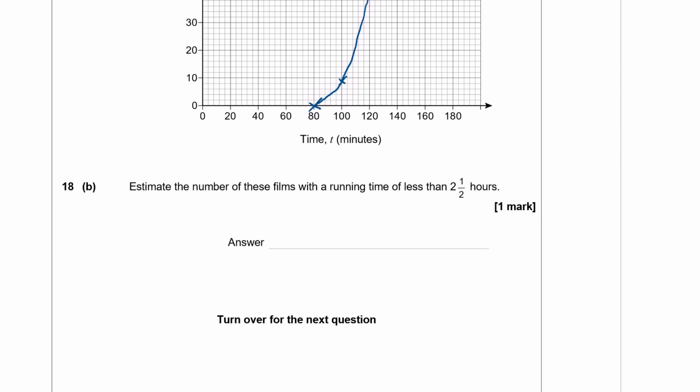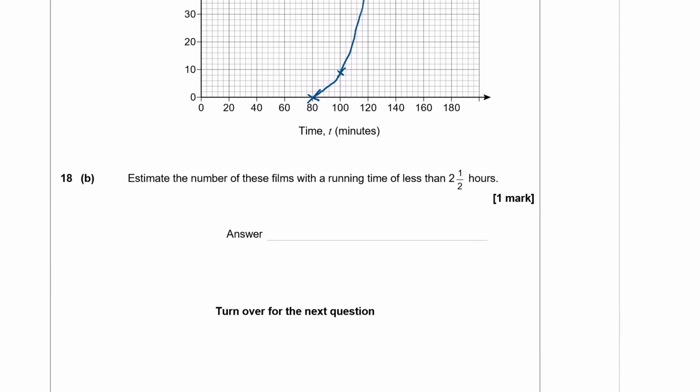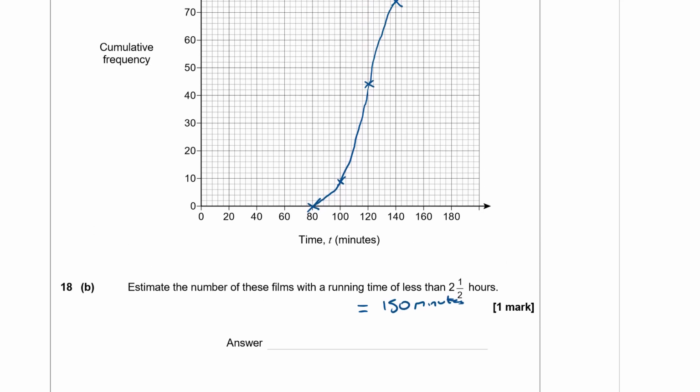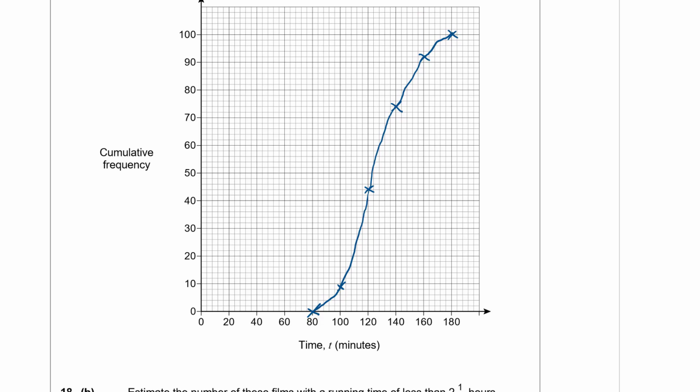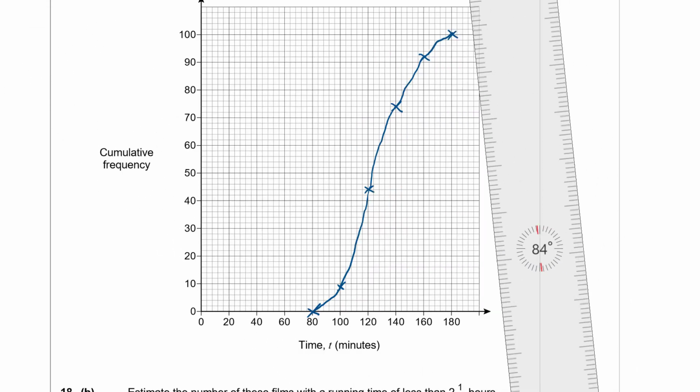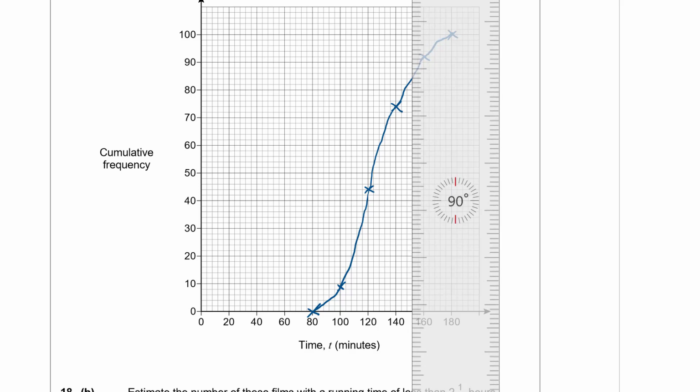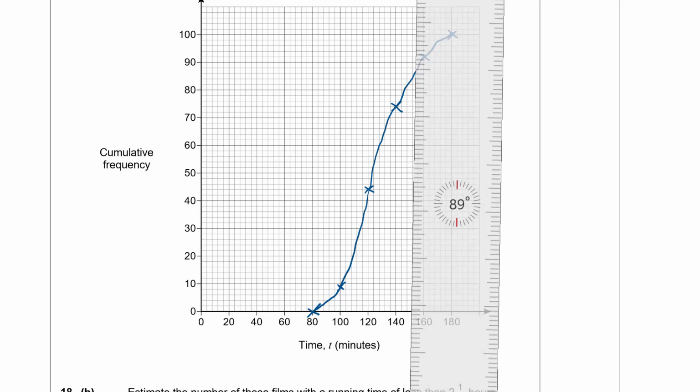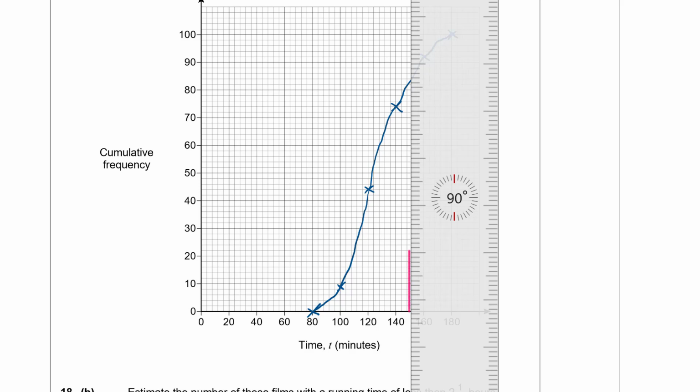Right. Estimate the number of these films with a running time of less than 2.5 hours. So 2.5 hours is how many minutes? That's 150 minutes, isn't it? So what we need to do is read up from 150 and across. So let's get the ruler out. Put it on 150. So we're going to draw up from the 150 until we hit the curve.